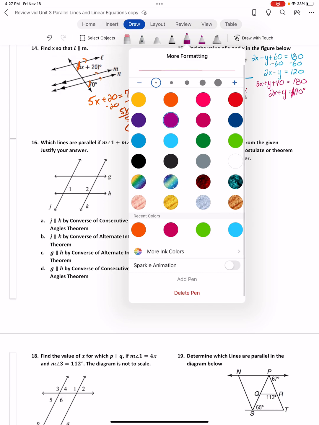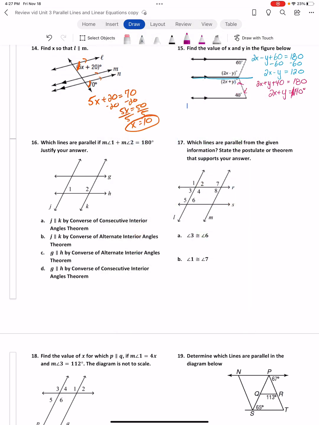Now we have a system of linear equations. My first equation is 2x minus y is equal to 120, and I also know 2x plus y is equal to 140. So this is just a little algebra review question. 120 plus 140 is going to be 260. Negative y plus y is 0, which is good because we can't solve this in two variables. 2x plus 2x is 4x. So I take everything and divide by 4.